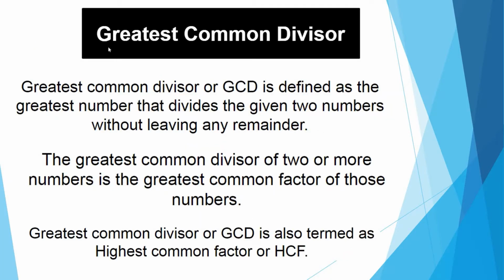Now let us see what is greatest common divisor. The greatest common divisor or GCD is defined as the greatest number that divides the given two numbers without leaving any remainder equally. It can also be said as the greatest common divisor of two or more numbers is the greatest common factor of those numbers. The greatest common divisor or GCD is also termed as the highest common factor or HCF.